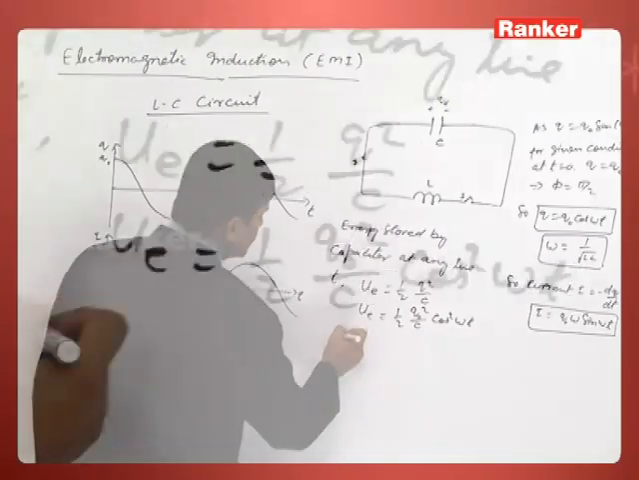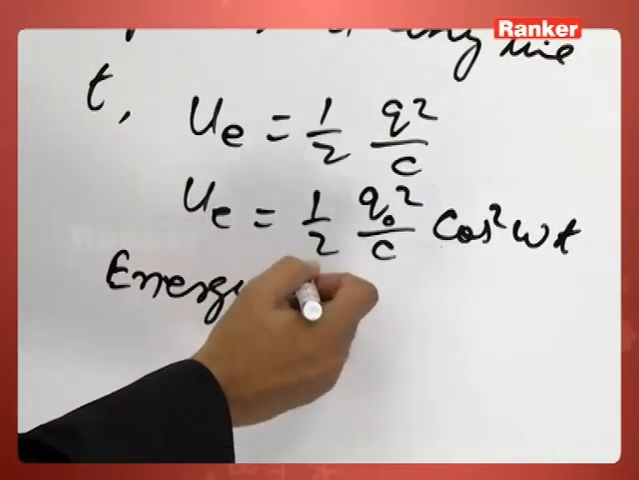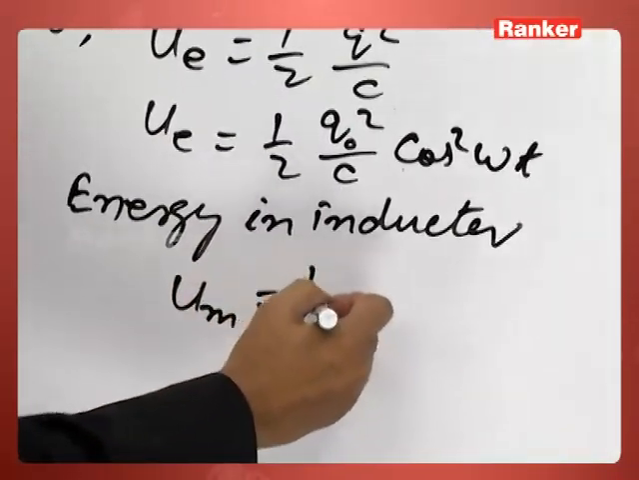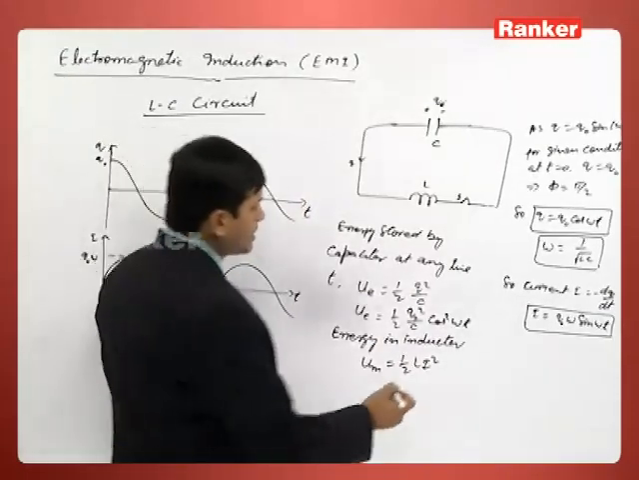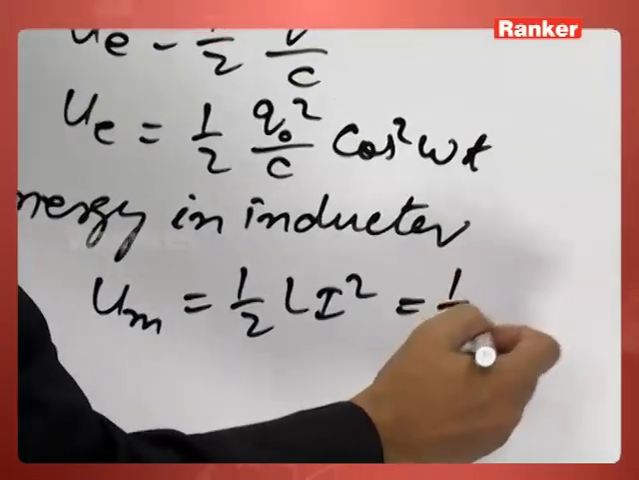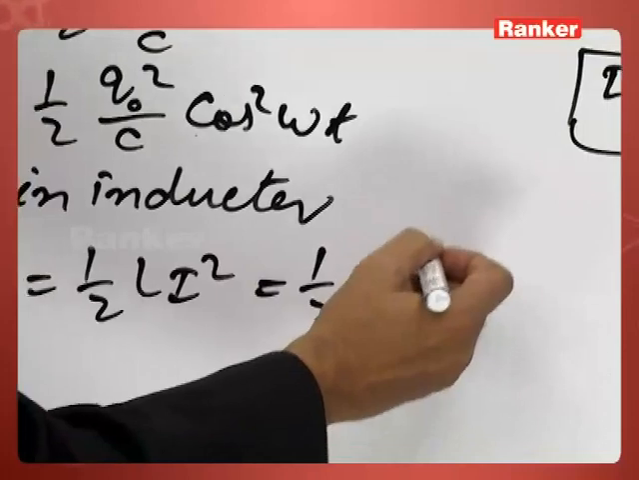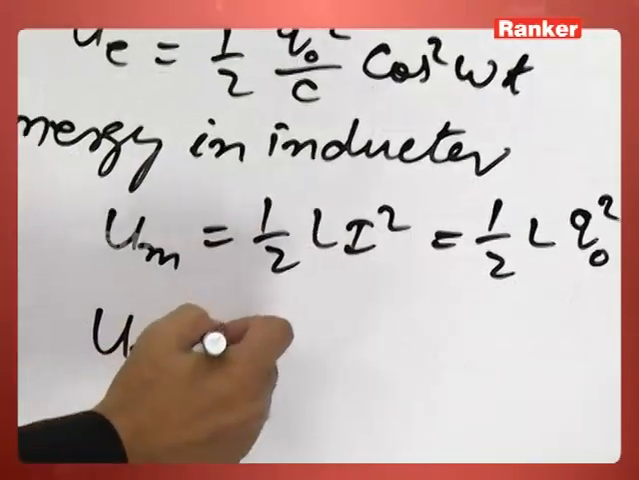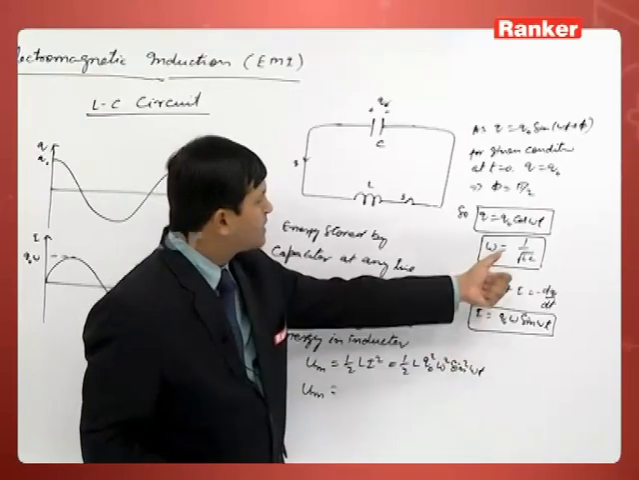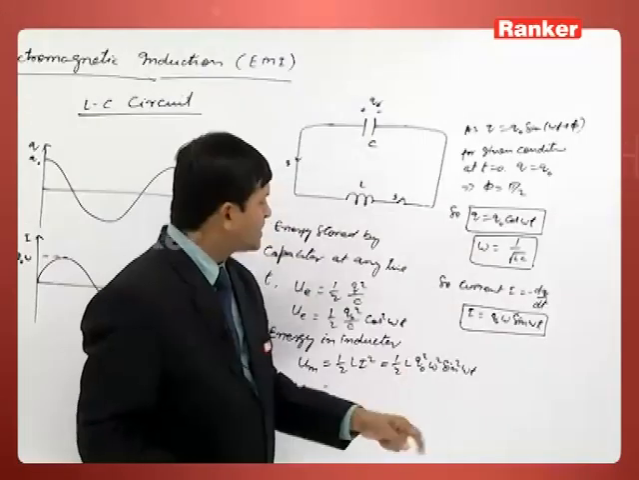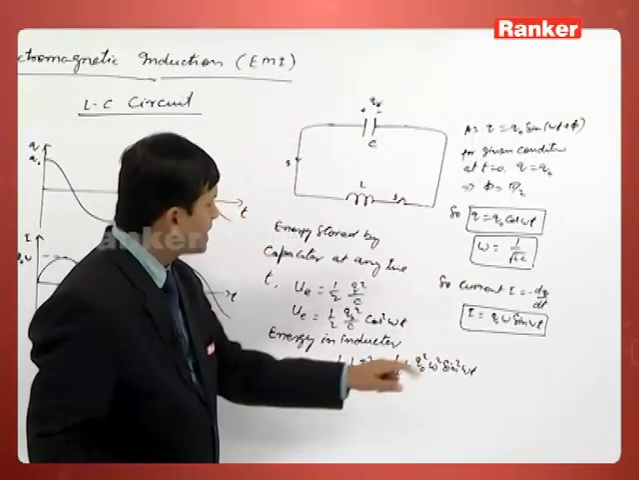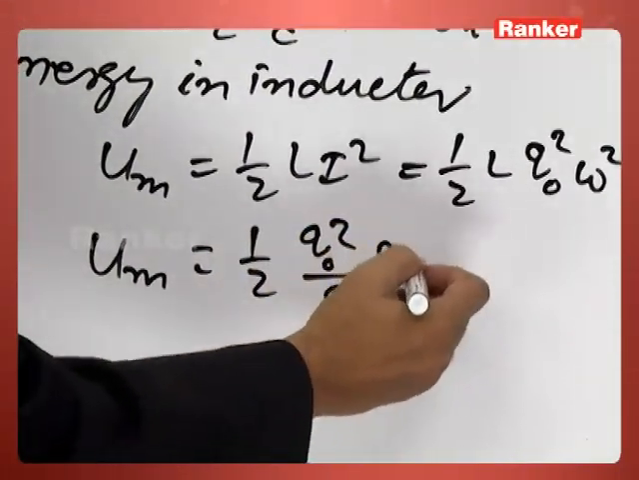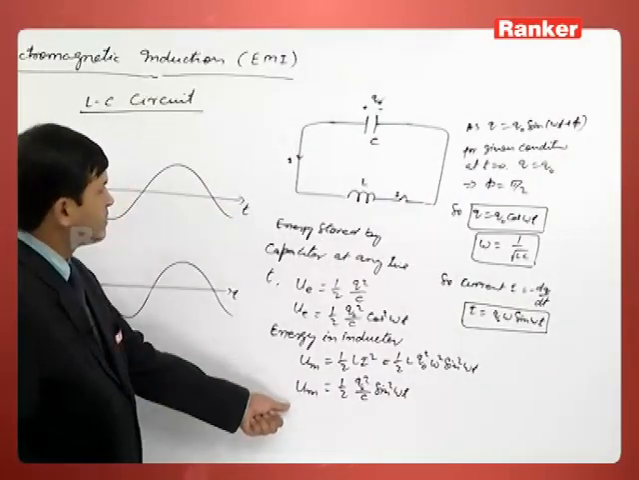Similarly, energy in the inductor is written as half L i square. And the value of i we can get from here: half L, i is Q naught square omega naught square sine square omega t. This is the magnetic energy. Now Q square value we have already determined. Omega square is 1 by LC. L and L cancel. Then again it becomes half Q naught square by C sine square omega t. This is the magnetic energy.